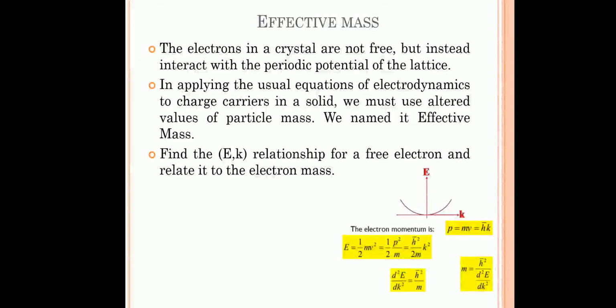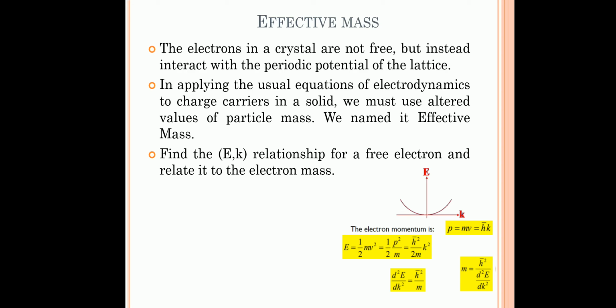Hi all, in this video we are going to see what is effective mass. We know that electrons at rest have a mass of 9.1 × 10^-31 kg. Then what do we mean by effective mass? We always express effective mass in terms of the rest mass of an electron. So we can say that the rest mass of an electron is different from the effective mass.